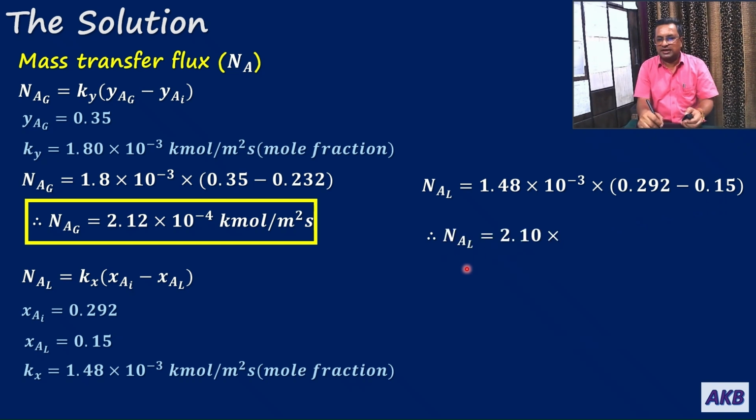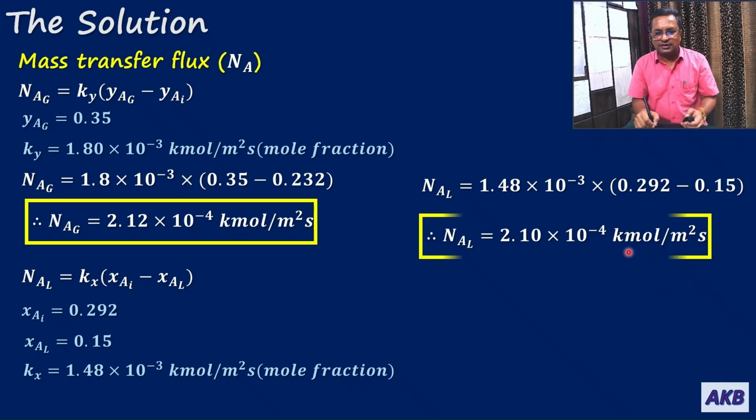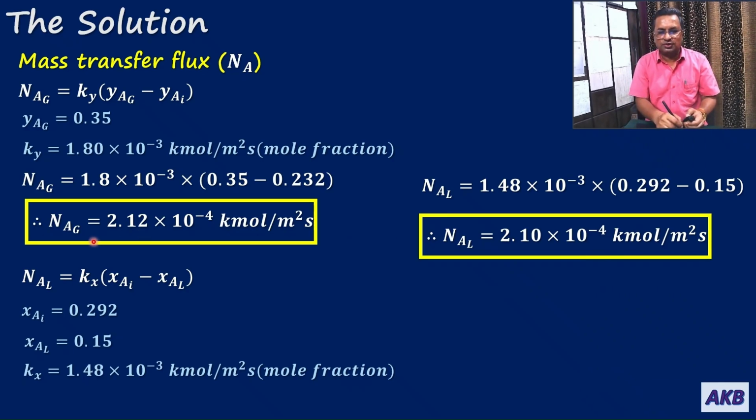That gives us NaL as 2.10 into 10 to the power minus 4 kilomole per meter square per second, which is almost equal to the value that was obtained by using the equation for the gas phase. So in this way, we get the answer for the second question. We have got the value for mass transfer flux.